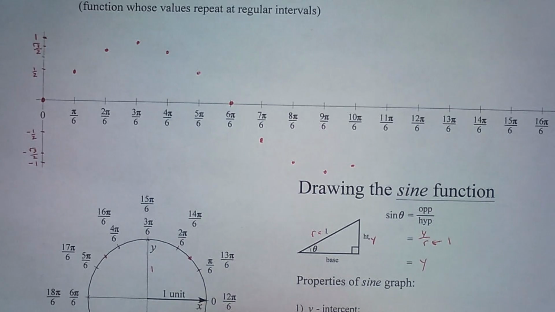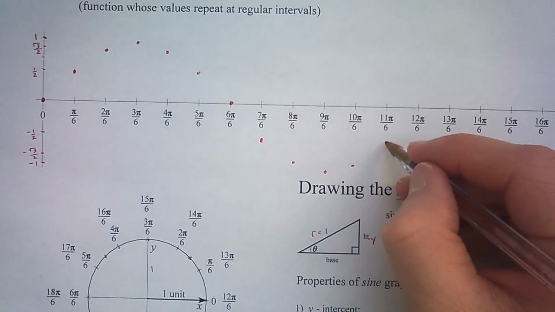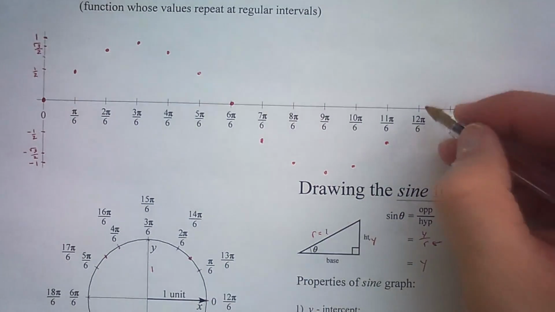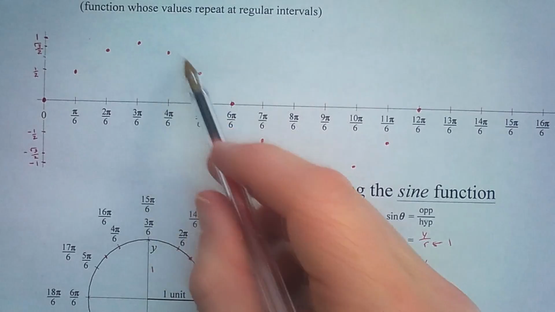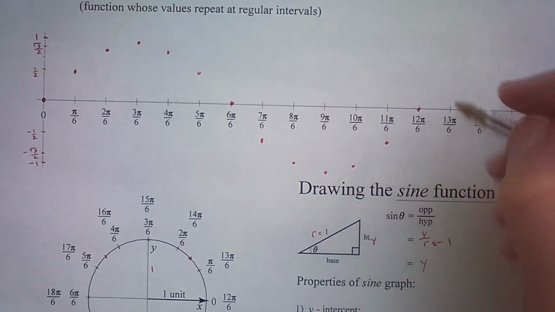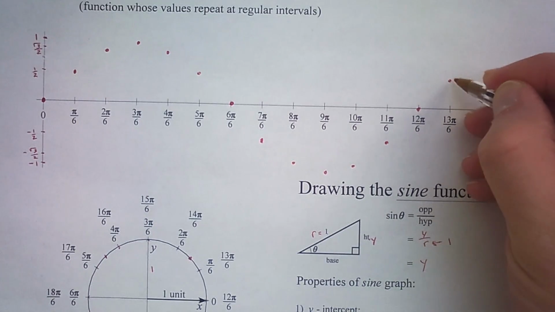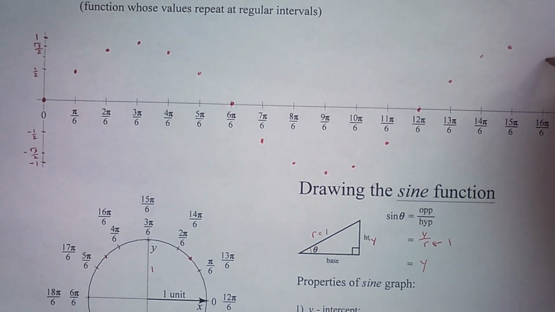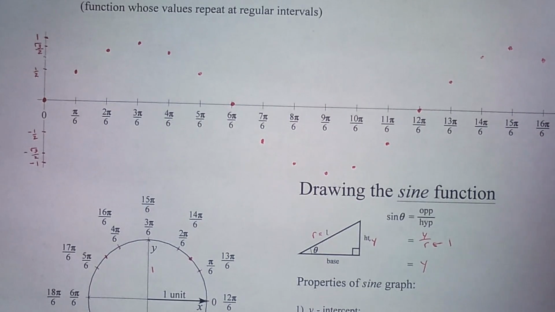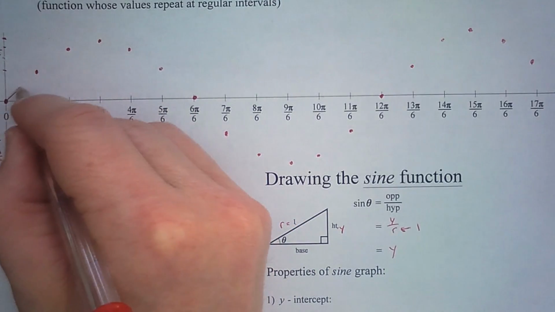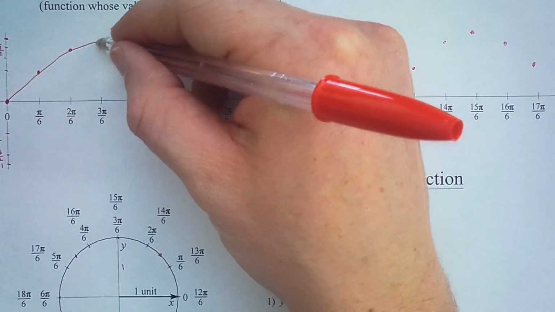At 11 pi over 6, we are 1 position down. That's negative 1 over 2. And at 12 pi over 6, we're at a height of 0. So we have this wave that is started, and from there it continues following that same pattern. So up 1 over 2, up root 3 over 2, up 1, up root 3 over 2, 1 over 2, 0. So there is our basic sine wave, and now we can connect those dots and make our wave.